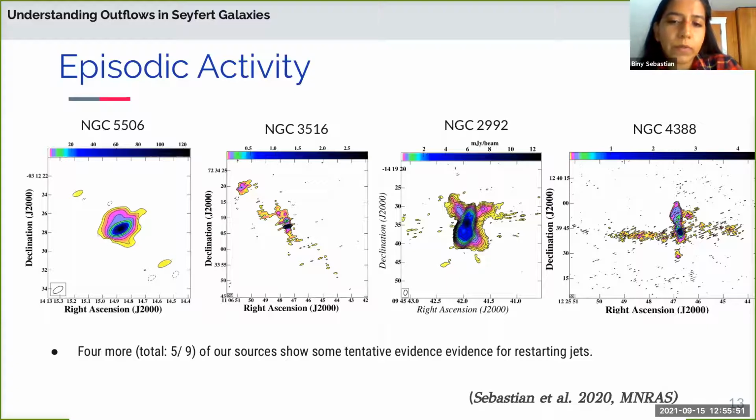For example, in the images of both NGC 3516 and NGC 4388, we can see two distinct lobes aligned along two different directions. Similarly, in NGC 2992, the second pair of lobes was identified using polarization previously by Irwin et al. in 2017. So we find that a majority of our Seyferts show tentative evidence for restarted jet activity.